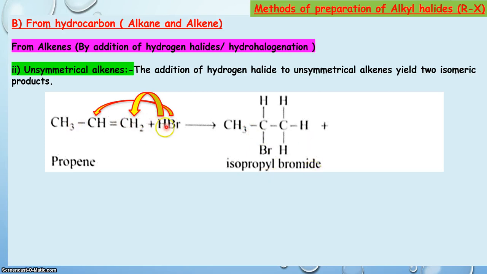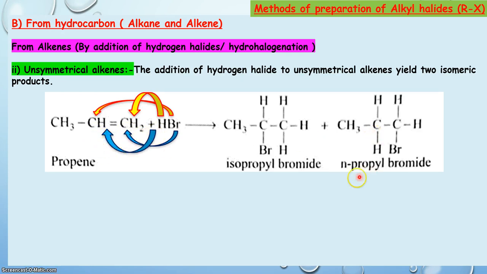You can observe here hydrogen is attached to this carbon atom, so this will be CH3, and on the second position Br is attached. So the product is 2-bromopropane. The second method, we can add this bromine to this first carbon atom instead, and hydrogen to the second carbon atom. So the product is n-propyl bromide. Bromine is attached to the first carbon atom while hydrogen is attached to the second carbon atom.